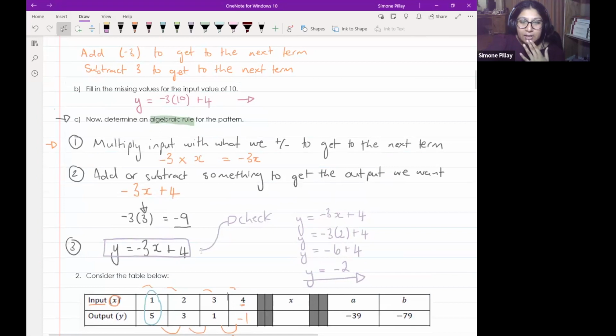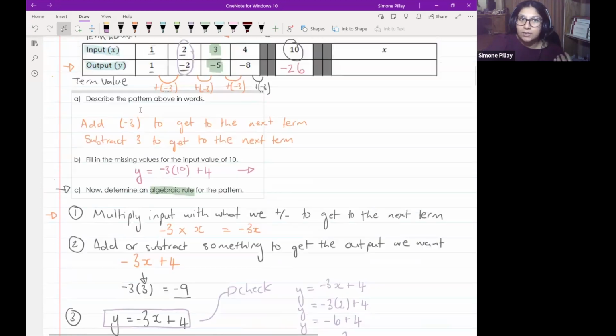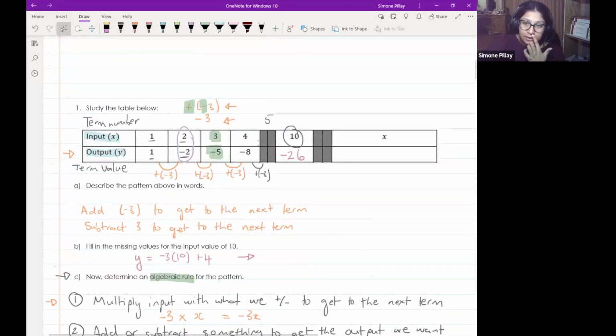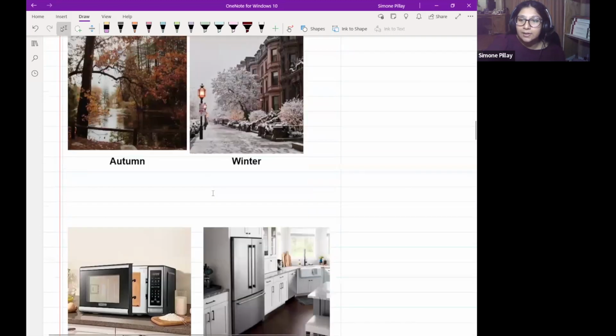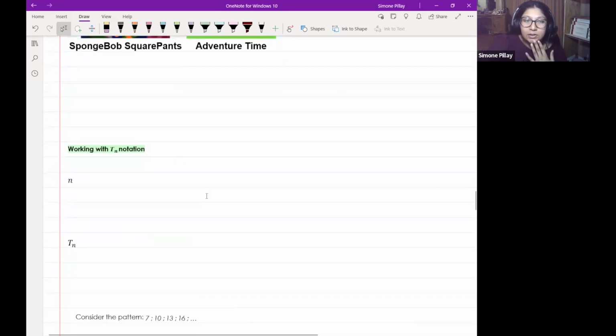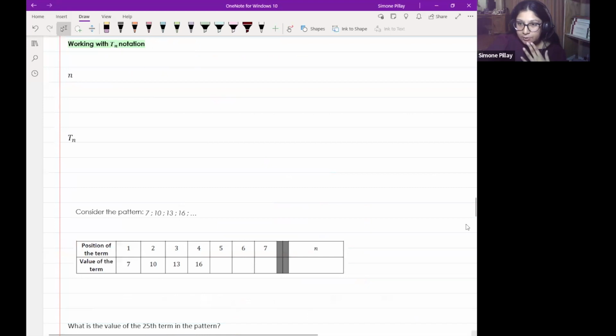We had 3x plus 4, and my x was my input. Remember, we just call our inputs the x. And so here, when they asked us to fill in the missing values for an input of 10, all I did is I replaced x, which is my input, with the actual value of my input of 10. And then I could use that to calculate what y was. And y is what? Y is my output. And that gave me negative 26 over there. So I hope that makes sense and that you're a little bit more comfortable with that.